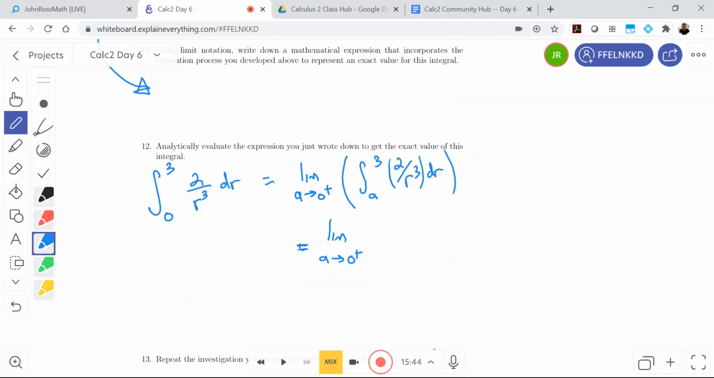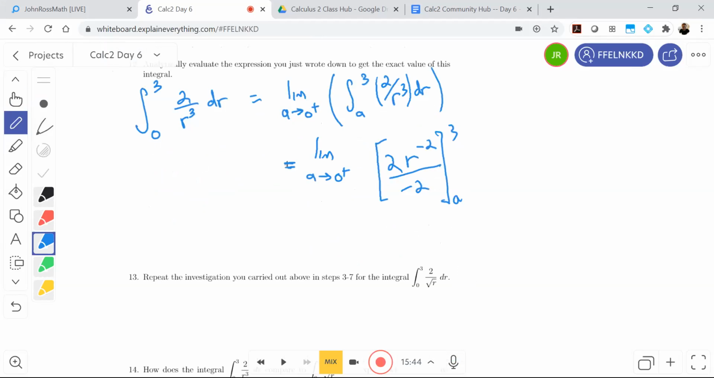We have the integral, just as above, that becomes 2 r to the negative 2 divided by negative 2, evaluated at a and at 3. And that just becomes the limit as a goes to 0 from the right of negative 1 over r squared, evaluated at a and evaluated at 3. So what I'm going to do is plug in those bounds of integration, and then I'm going to try to compute this limit. The limit as a goes to 0 from the right.